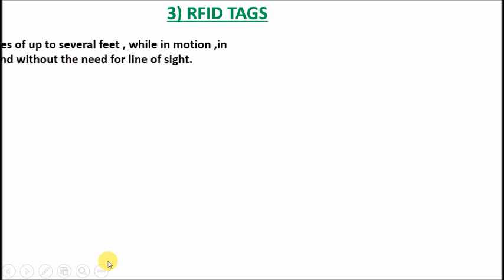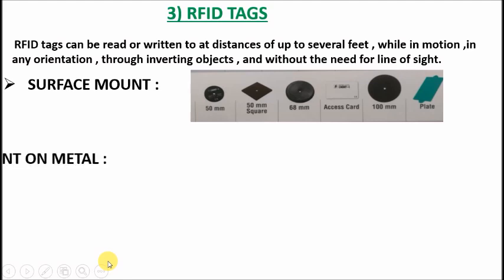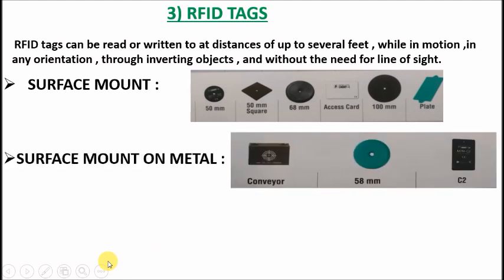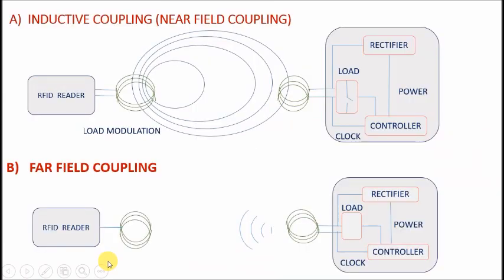RFID tags are of different types: surface mounted, surface mount on metal, and embeddable type, which can be embedded into the surface. This works on inductive coupling, which was shown in the previous slides. What does it mean? The RFID reader generates an induction, so it activates the passive tags and gives power to them, which in turn give a signal back to the RFID reader, which recognizes the tag.